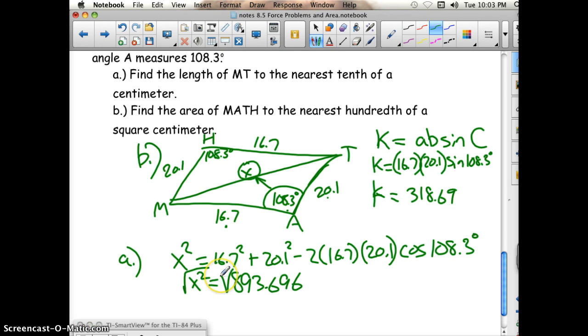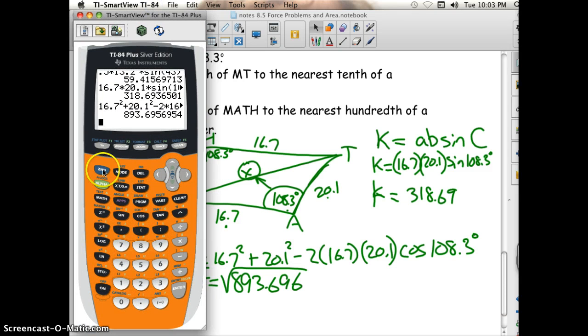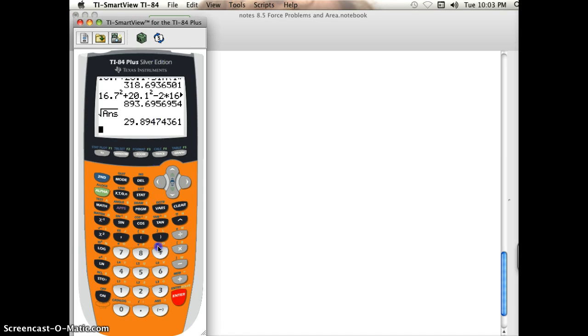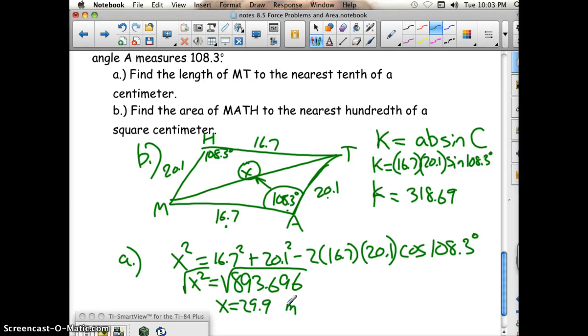And take the square root of both sides. You could even just put that in and then hit second square root of my answer from before, and to the nearest tenth I get 29.9. All right, so x equals 29.9. So I've got an answer. Let's just reread real quick and make sure. Nearest tenth of a centimeter, 29.9 centimeters.